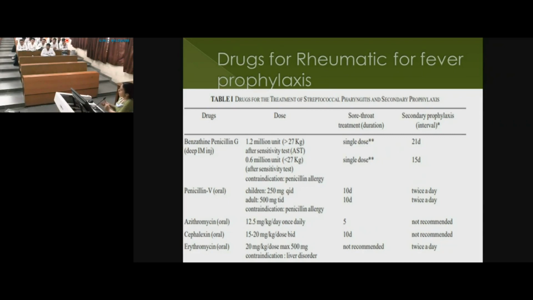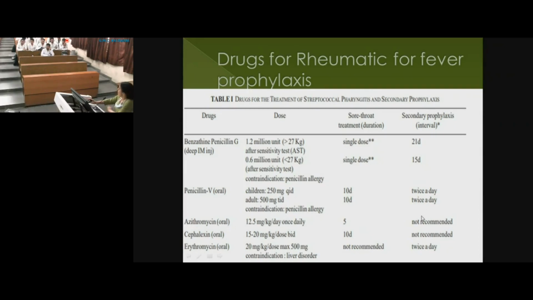That is called phenoxymethylpenicillin or penicillin V. In children it is 250 milligram twice daily and in older children it is 250 milligram twice daily. The prophylactic dose is BD and for treatment it's QID. Okay, so the treatment and prophylaxis doses are different. Azithromycin and cephalexin are not given for prophylaxis. They can be given for treatment of streptococcal infection.